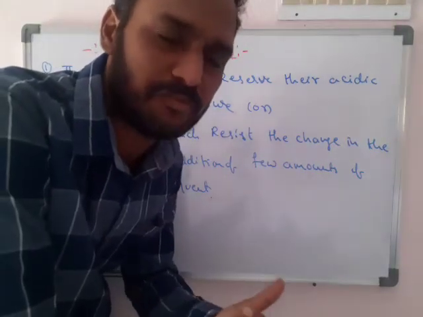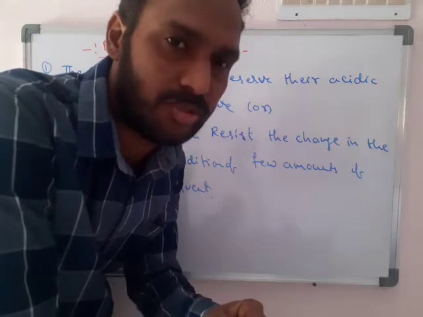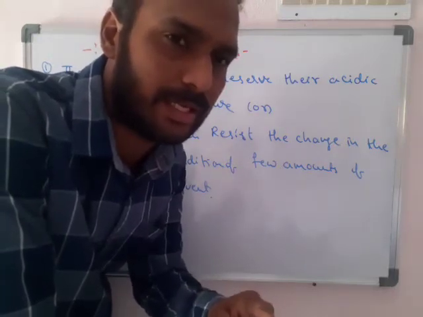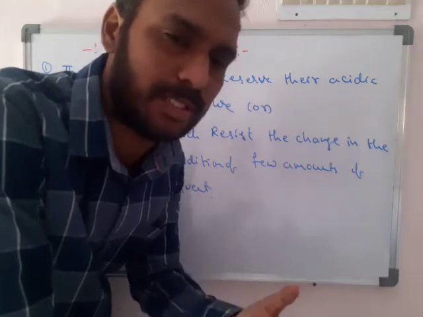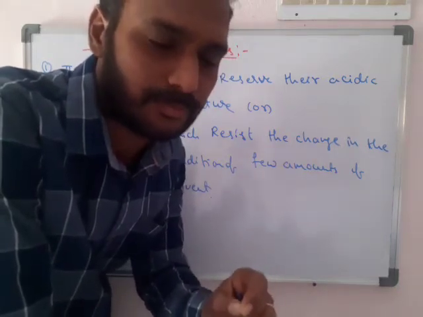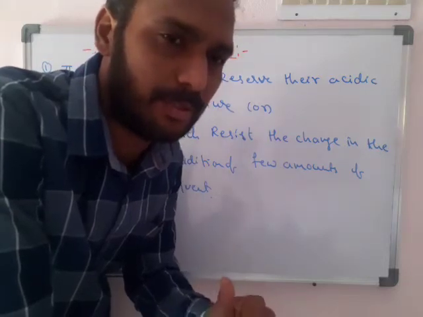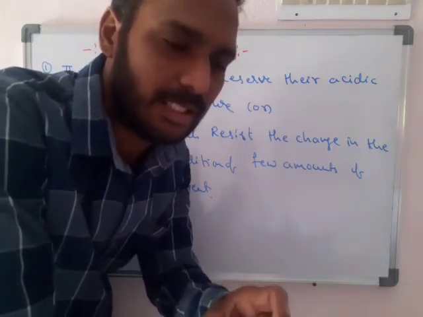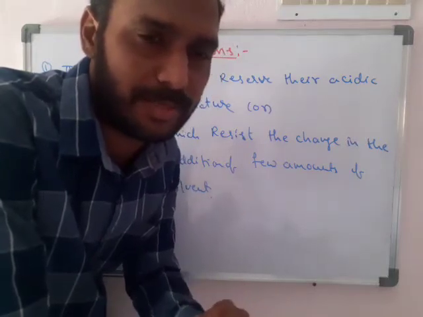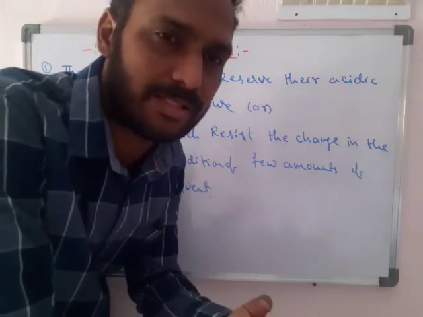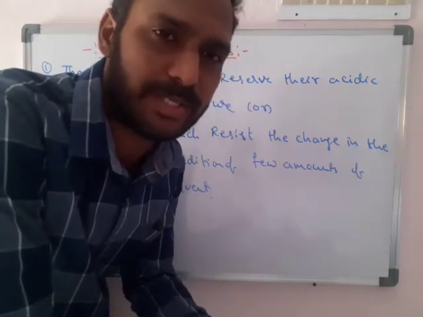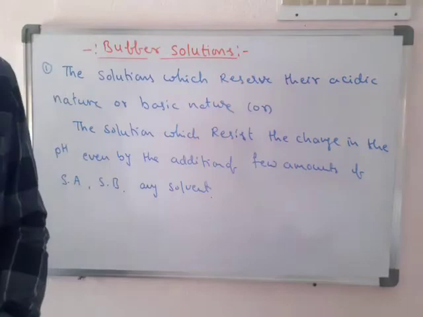Means the solutions which maintain a perfect pH. When the pH is maintained, their acidic nature is constant, or their basic nature is constant. But this is applicable only for the addition of a few amounts of acid or base. If large amounts of acids or bases are added or diluted, automatically any solution's pH will change.